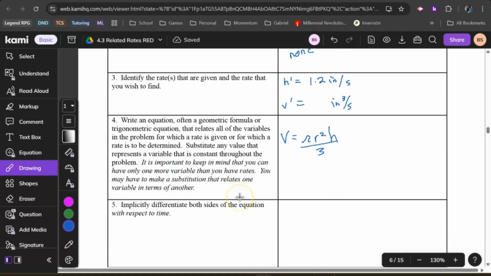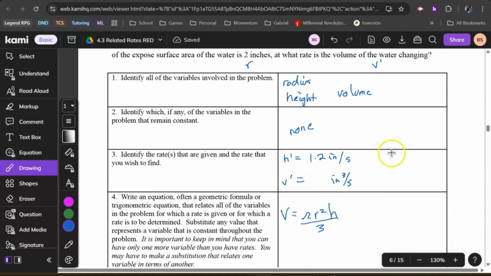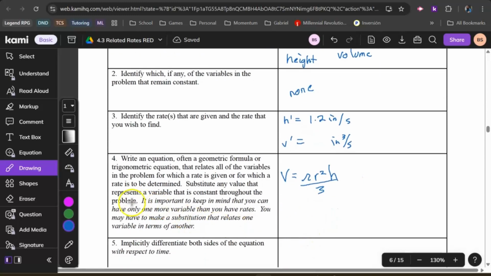All right. Now, the issue we have here is that we do not have r prime, right? We didn't get it. We have nothing to do with it. And so if you look here, it is important to keep in mind that you can have only one more variable than you have rates. You may have to make a substitution that relates one of them to get rid of it. So we need to get rid of r because we need to find v prime and we have h prime. So r is the problem. Now, luckily with a cone, we have this relationship that r over h is always going to be the same. And in our particular case, for this one cone, it is 5 over 15, or 1/3.